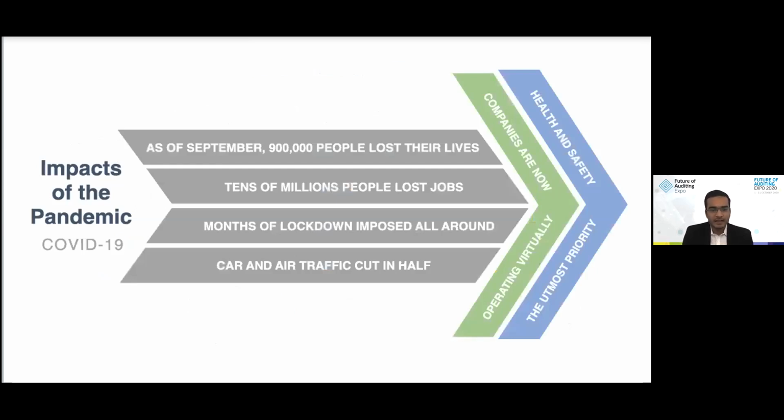So let's try to understand the importance of pandemic and the growing need of virtual auditing. So what happened in the last couple of months? COVID-19 started spreading all across the globe. And as of September 2020, it took more than 900,000 lives, imposing months of lockdown everywhere, which has shut down regular trade and businesses. As a result, tens of millions of people lost their jobs globally. Because of this sudden pandemic shock, companies are now mostly operating virtually, where health and safety became the utmost priority for all.